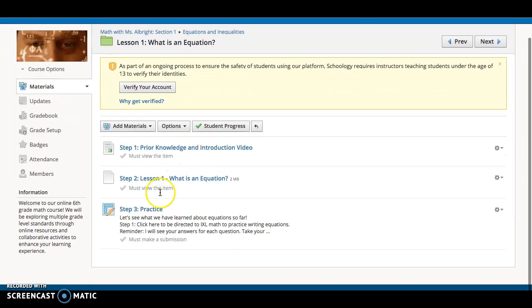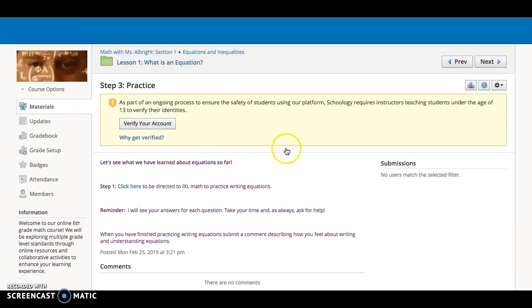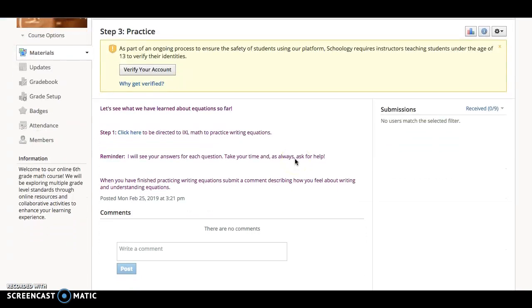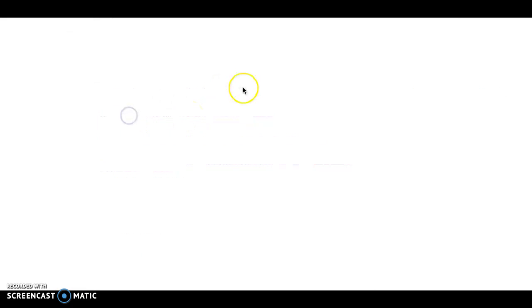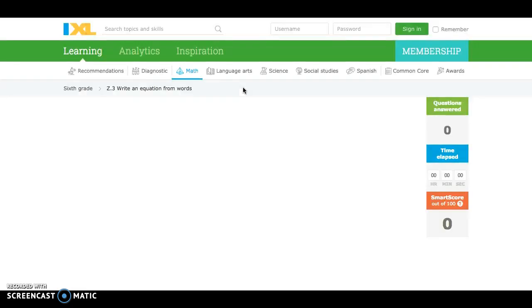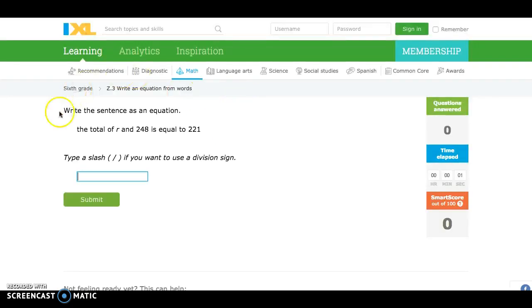Continuing on, the last step in each of my lesson folders is a practice. I set this up as an assignment because I want to make sure that students are actually completing it. If we take a look, they're just asked to go to this website, which is IXL Math, a very popular math practice website, standards-based. And it relates directly to what we just learned about the basics of equations and writing them based on a phrase.